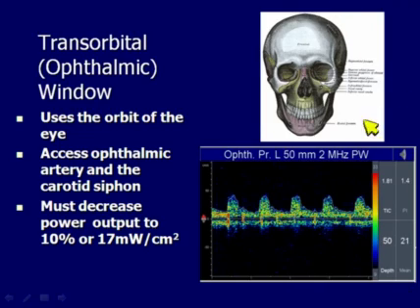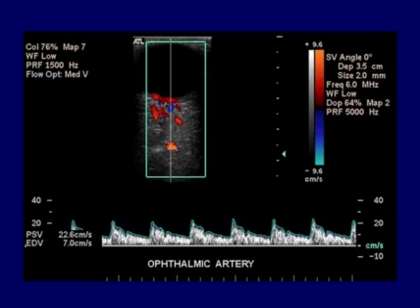Through the eye, when we look, we see the ophthalmic artery. We can also visualize the carotid siphon, but we must be careful here and reduce our power output. That's essential so that we don't cause any potential damage to the retina.